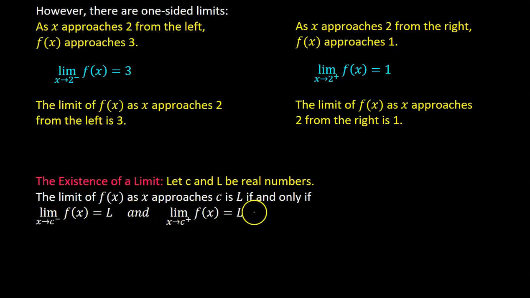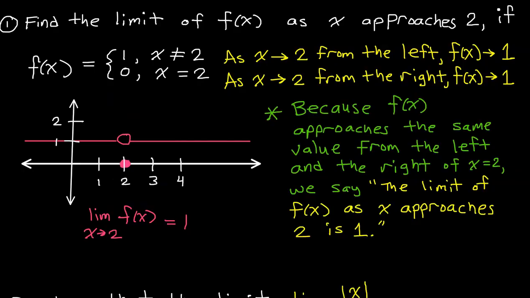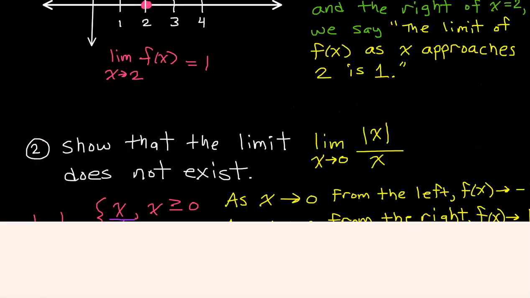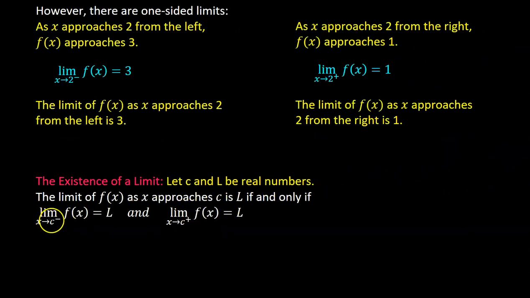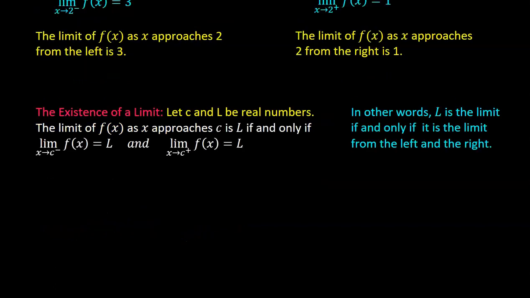Basically, this is saying the same exact thing that we said in a previous video, where it has to approach the same value from the left and from the right. That's all this is saying. In order for the limit to exist, the function has to approach the same value from the left and from the right. Oh, look, right here, I went ahead and just spelled that right out for you. Let's look at a few examples.